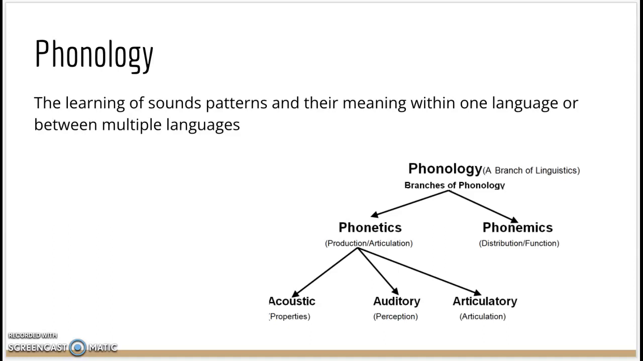My definition of phonology is learning the sound patterns and their meanings within one language or between multiple languages. So phonology is kind of the branch to phonetics and phonemes. And you can see in this visual, it's just kind of like the overlying branch of linguistics. And this is for both the English language and other languages as well.